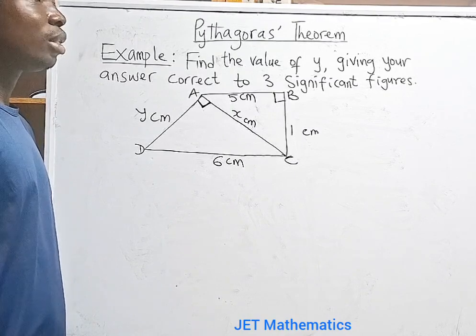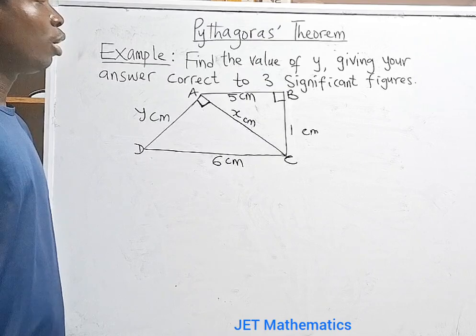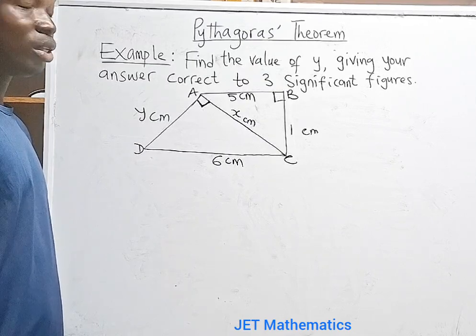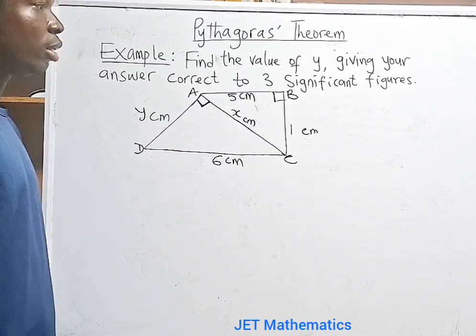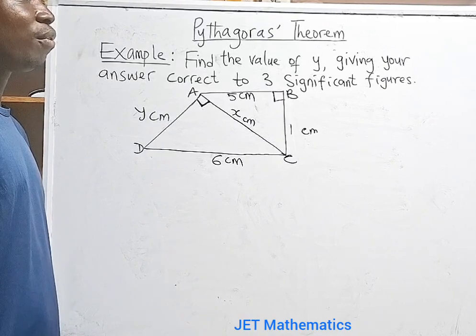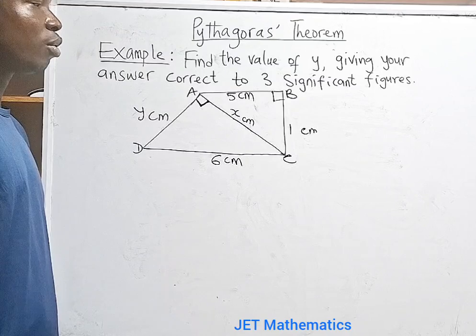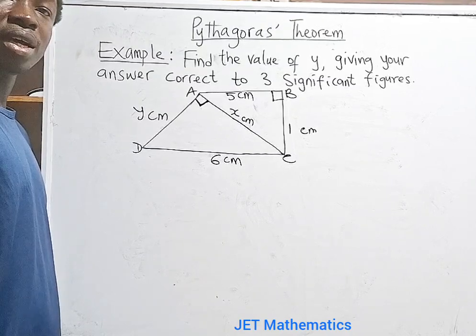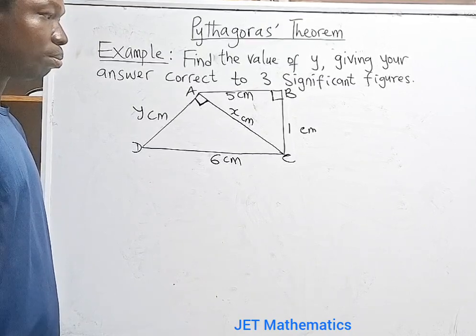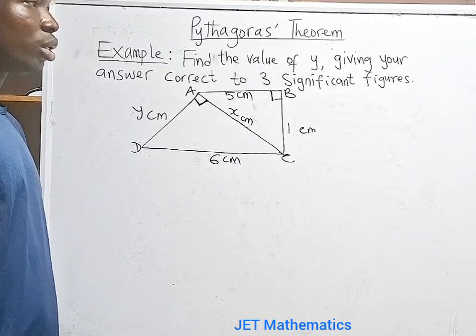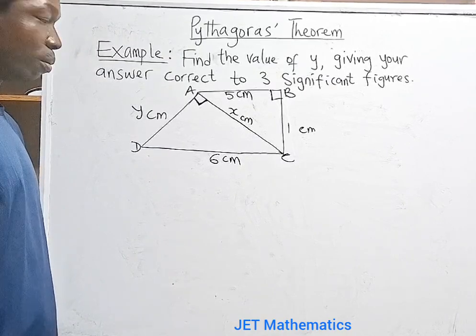So today, still on Pythagoras theorem, we will be solving this problem on the board. It says find the value of y giving your answer correct to three significant figures. So straight away, we are going to solve this.